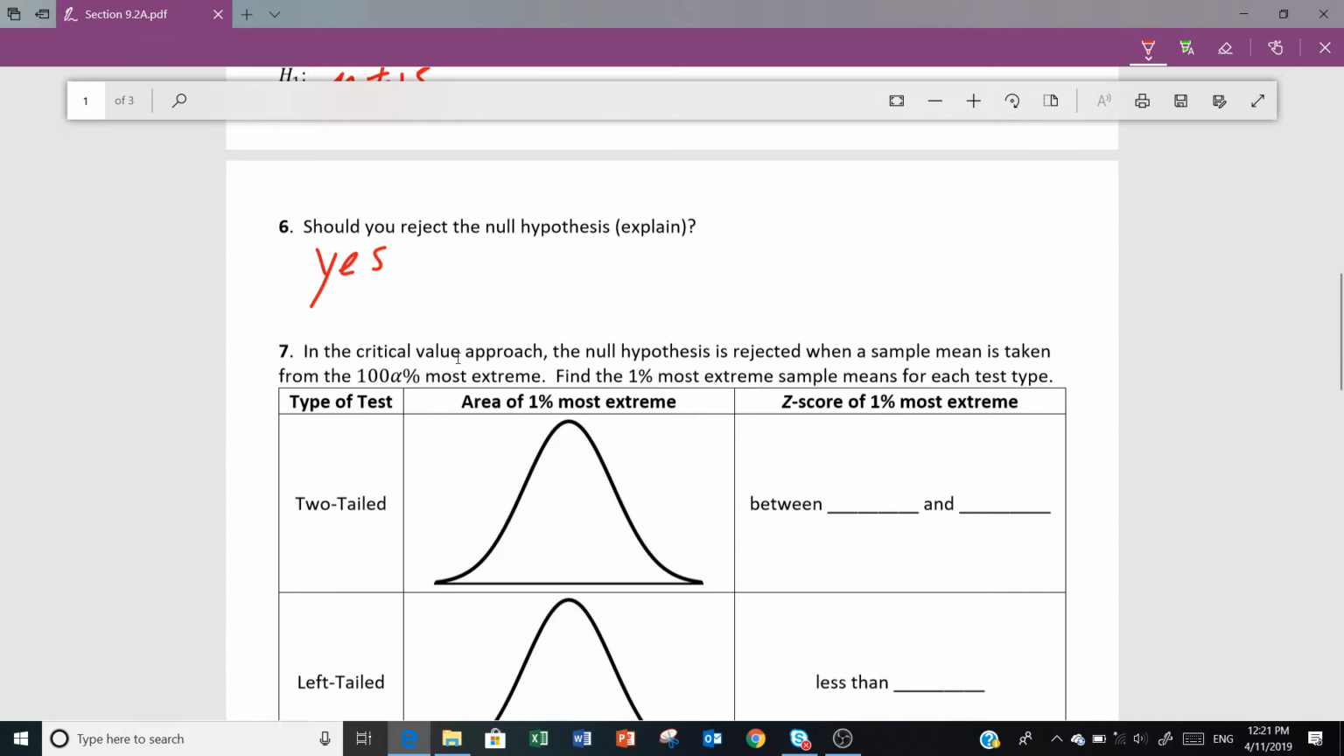We're assuming that we know the population standard deviation. And let's find those 1% most extreme values. If you have the 1% most extreme values in a two-tailed test, what sides are they going to be on? Are they in the middle or are they on the sides? Good. This is going to look really familiar. We've actually done this already.